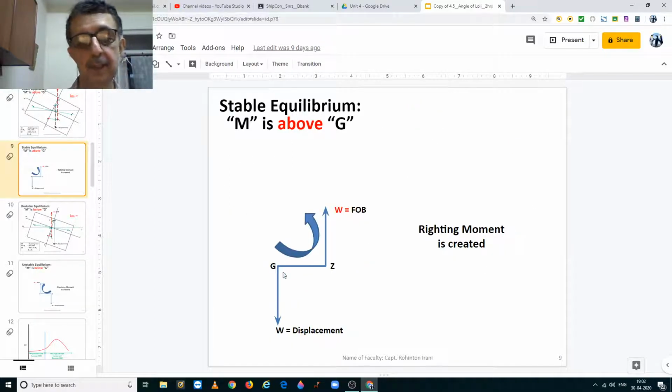So here is the righting lever. Displacement acts vertically down from the center of gravity. The force of buoyancy passes through the point Z and acts vertically up, which is equal to the displacement of the vessel. And what is generated is a righting arm which brings her back to the angle of Loll condition. Come to the next slide.